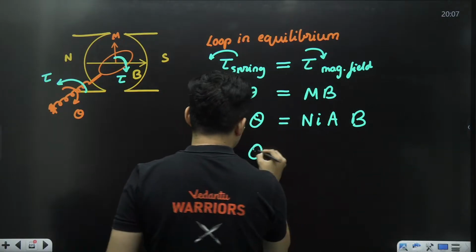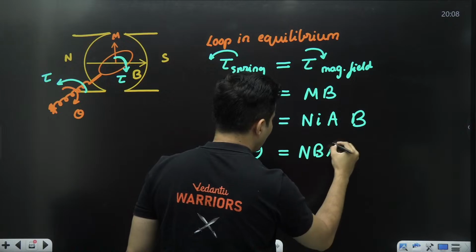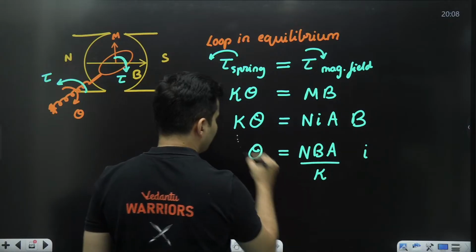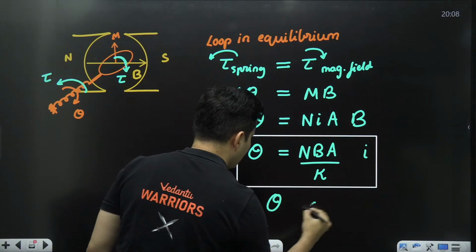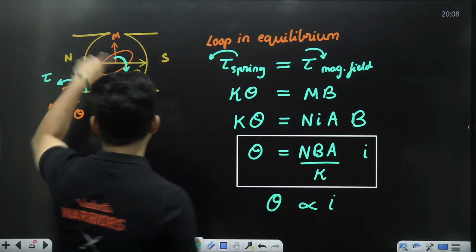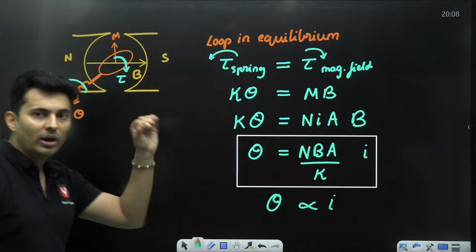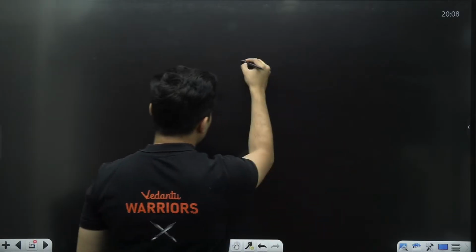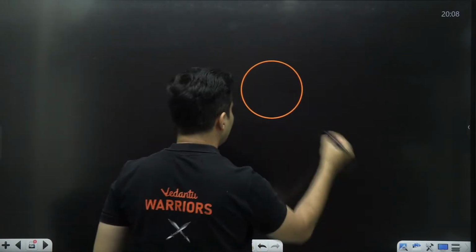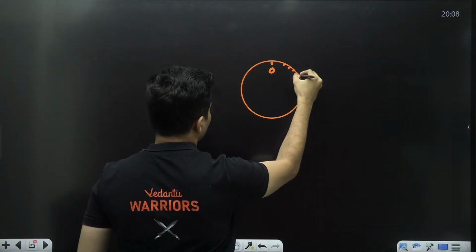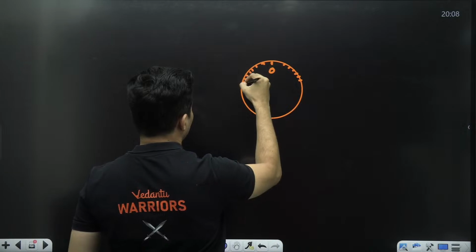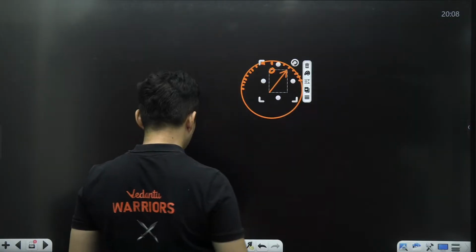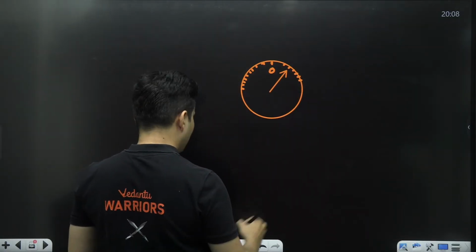So therefore, our theta will be NBA divided by K, into current. Very important formula. So you can see the deflection is directly proportional to the current passing through the coil. This is the important functioning of the galvanometer, because when you see a galvanometer, what it has is basically a scale. Let's say this is 0 like this, and also on the other side. And then there is this needle which will deflect.